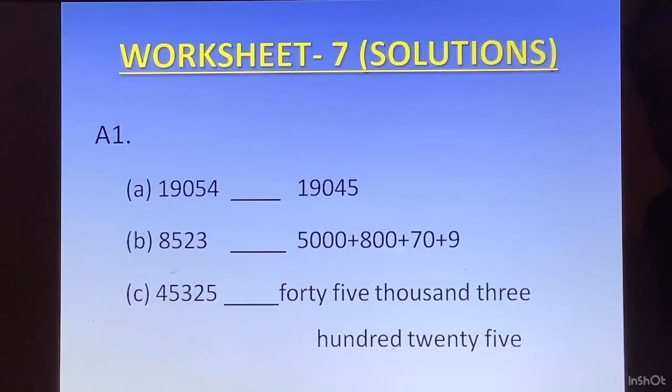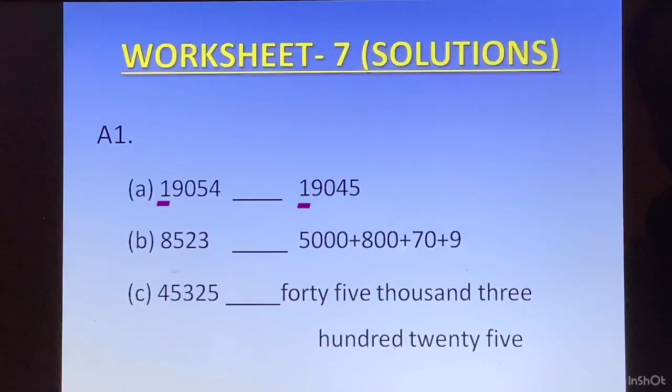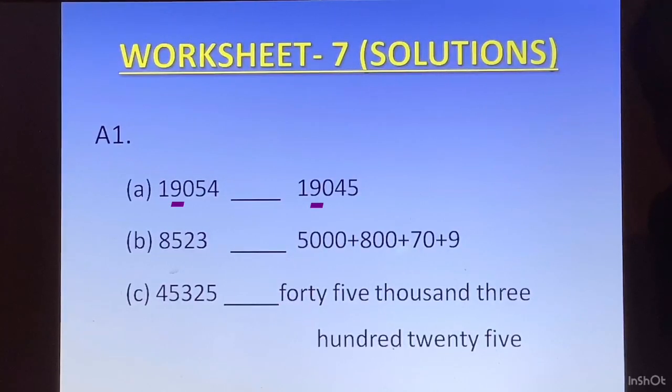Now first question, A part, had 5 digits in both the numbers. First digit was 1, which is same. Second digit in both numbers was 9, which is also same. So we go to the next digit, which is 0, same again. So we go to the next digit. In the first number we have 5, in the second number we have 4. 5 is greater than 4, therefore 19054 is greater.